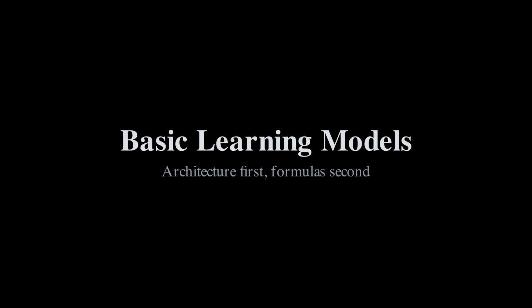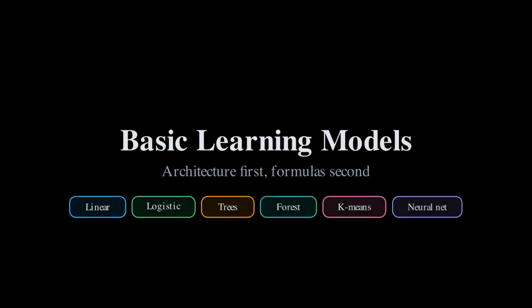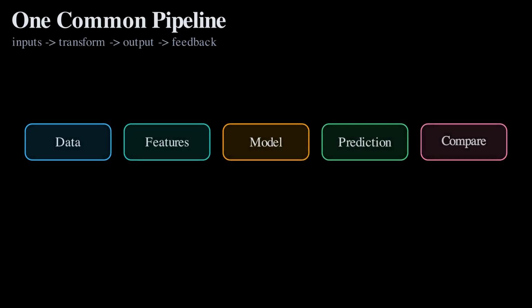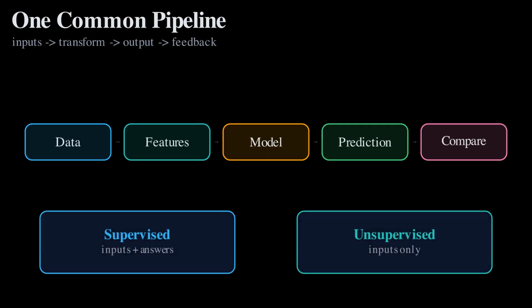Machine learning models can look very different on the inside, but most of them follow one simple pattern. Data goes in, the model transforms that data, and a prediction comes out. In this video, we will compare several basic learning models by focusing on architecture rather than code. We will look at linear regression, logistic regression, decision trees, random forests, K means clustering, and a basic neural network.